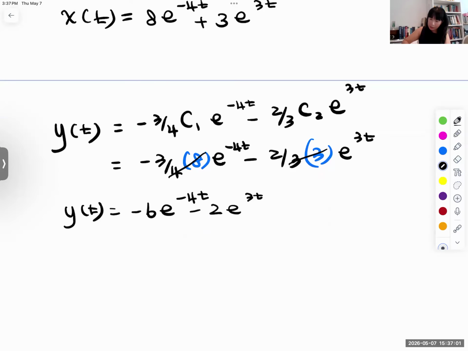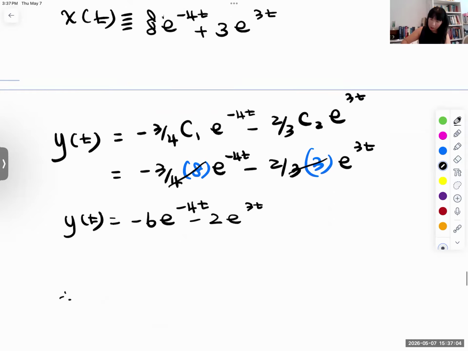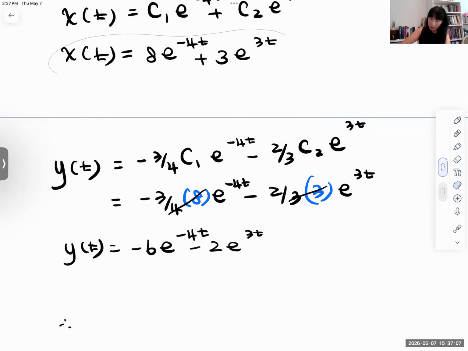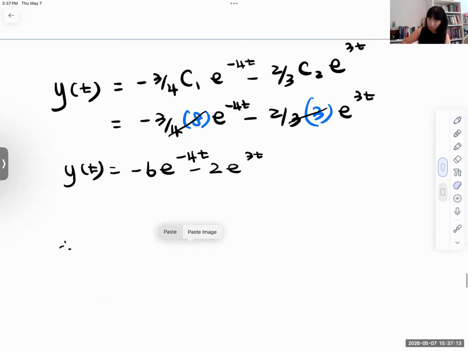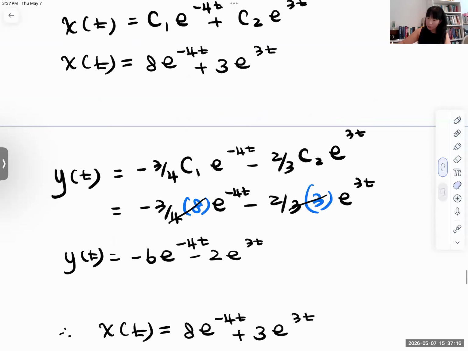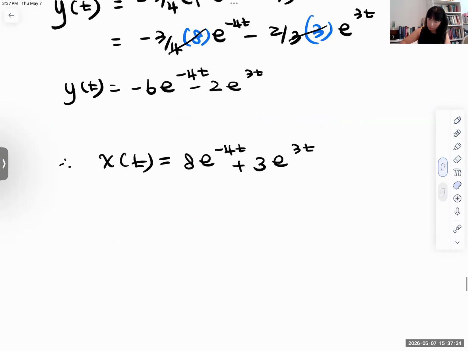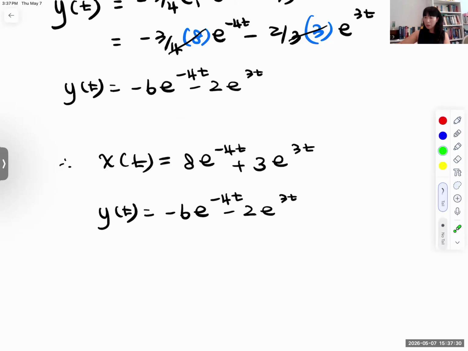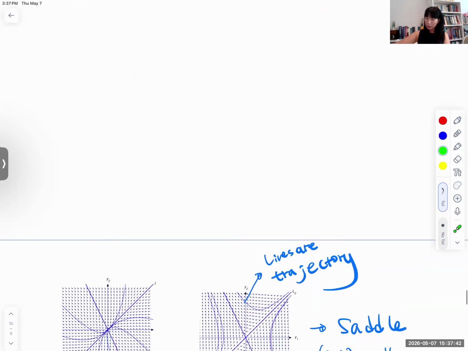Okay, so that is the solution, right? So we found x of t, that, and y of t is that. Make sense? So this is from vector u of t, we have x and y there, right? Okay. Now, let me explain to you this one, then we're done.